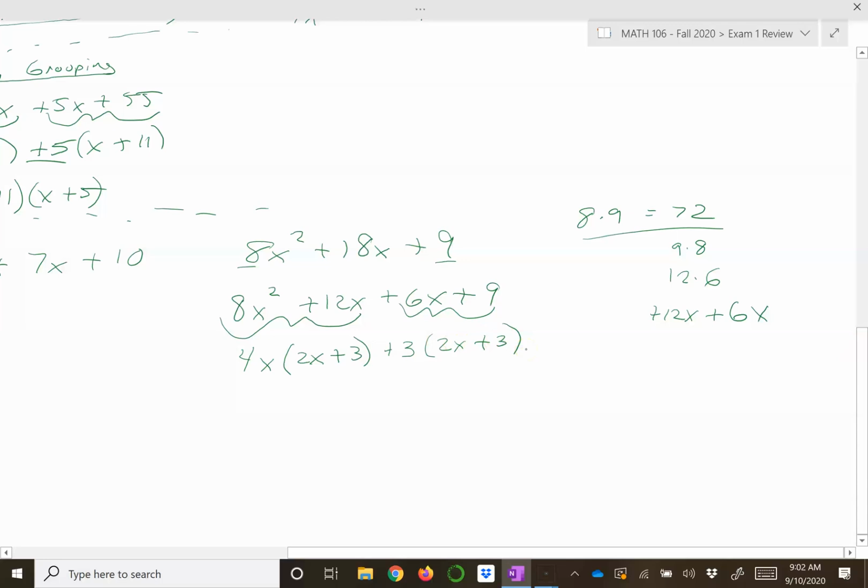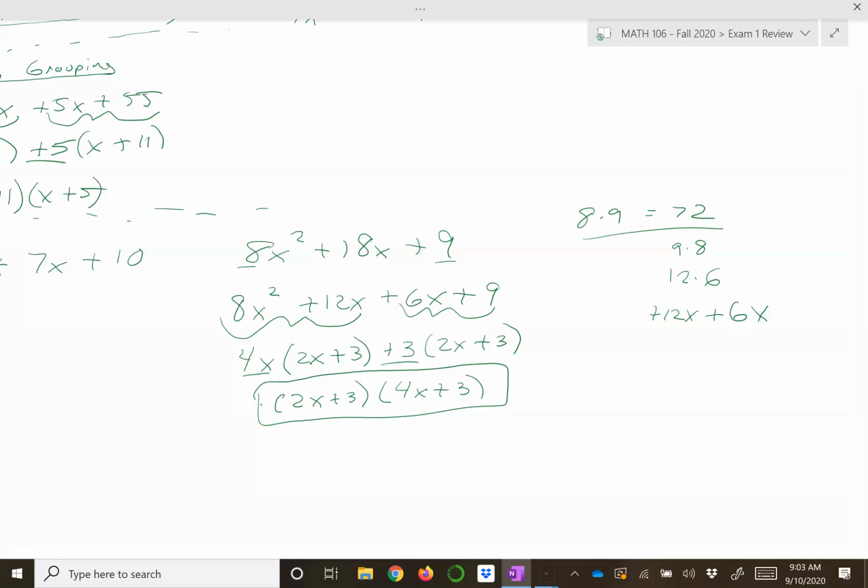Oh, there you go. Now we have a common term. And again, that's the check when you're doing factor by grouping, that you know you're doing this right. So you take the 2x plus 3 down, and then whatever's left over is your final factored answer. Now, again, you could FOIL that out and make sure you get the first answer.